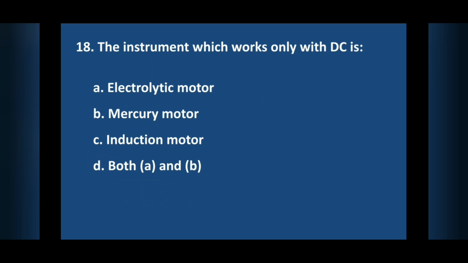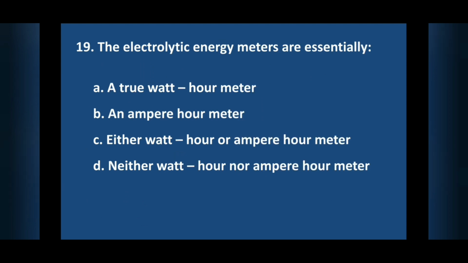Question number 18. The instrument which works only with DC is. Answer is option B, both A and B. Question number 19. The electrolytic energy meters are essentially. Answer is option B, an ampere hour meter.